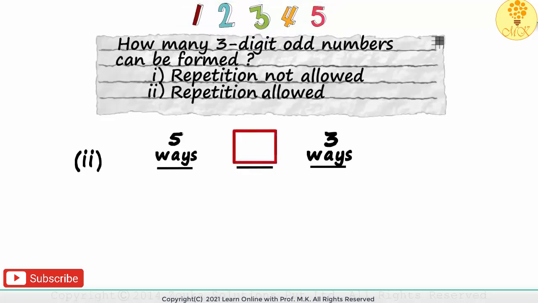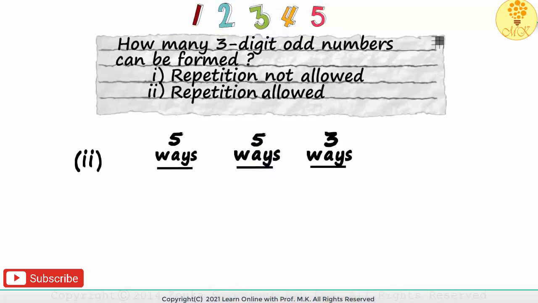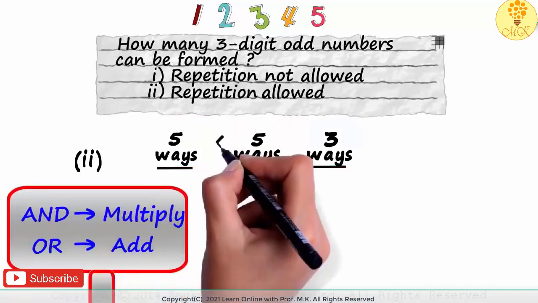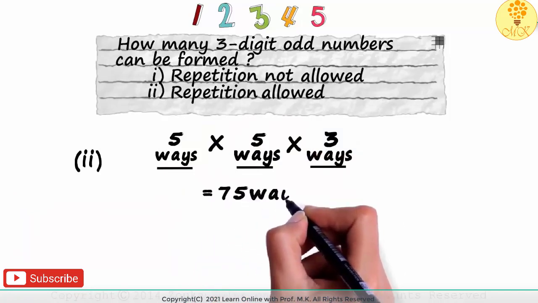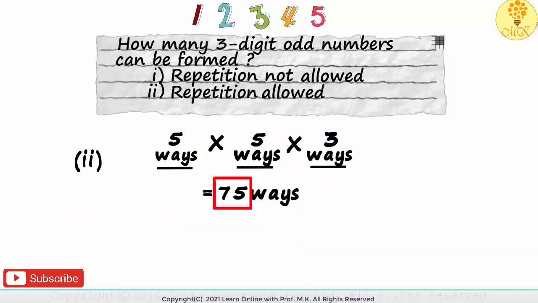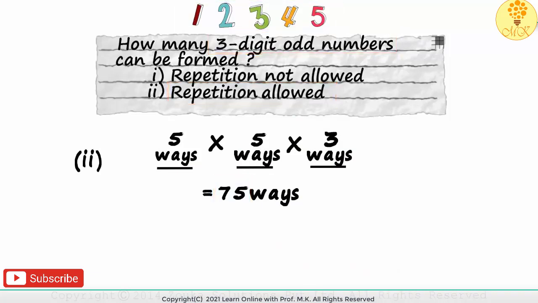And what about the tens place? Again, it can be filled with any one of the 5 digits. 5 ways. As we are filling the first and the second and the third slot, we multiply these numbers. We get the answer as 75 ways. There are 75 3-digit odd numbers we can form using these 5 digits if repetition is allowed.